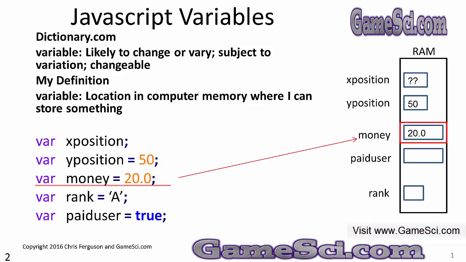Next up, I'm going to declare a var money equals 20.0. Money is going to be the player's money. As the game progresses and they collect money and they spend money, this value should go up and down. That's why it's called a variable. The value of money goes up and down. This time I'm going to assign it a value of 20.0, which means I want a floating point number. A floating point number is a number with a decimal point.